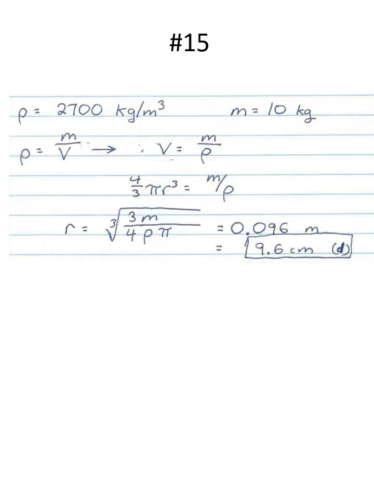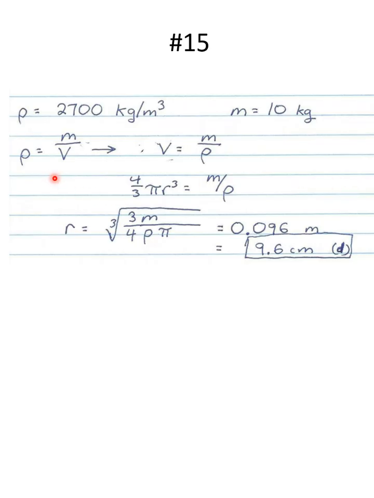Starting with number 15, aluminum's density is 2,700 kilograms per cubic meter. What is the radius of a solid aluminum sphere with mass of 10 kilograms? So it's giving the density, it's giving the mass. We want to know the size, particularly the radius. And so let's see how the size relates to density and mass.